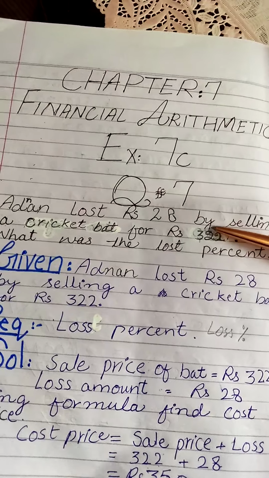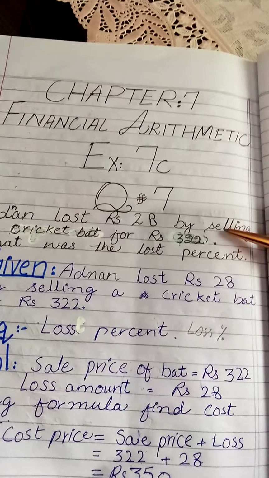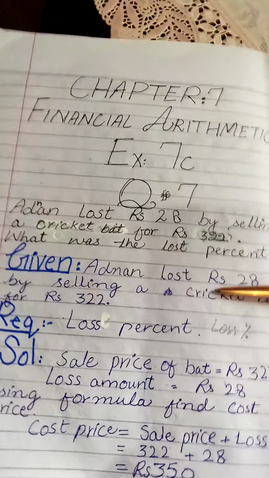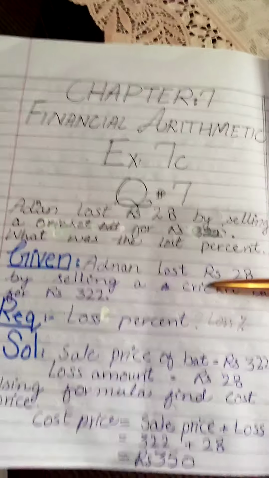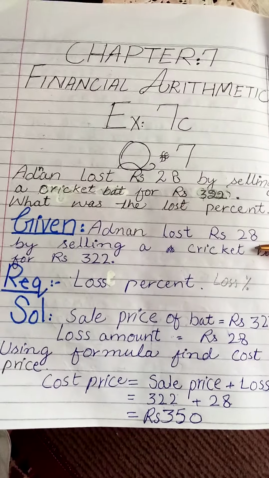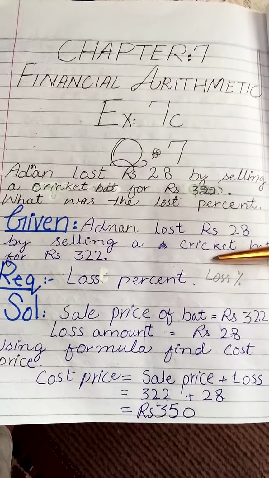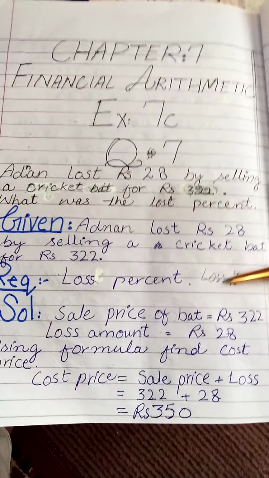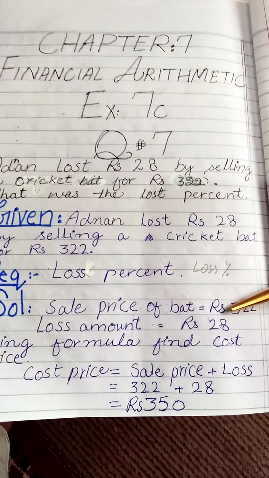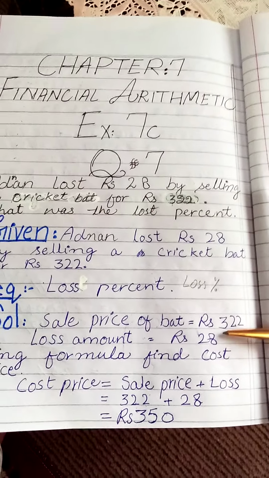And what is given? Loss is given, and loss is 28 rupees, and selling price is given. The selling price of the cricket bat is rupees 322, which I have written in the given: Adnan lost rupees 28 by selling a cricket bat for rupees 322. It is given, and required is loss percent. We have to find the loss percent. Now the solution is: sale price of bat is 322 rupees, loss amount is 28.